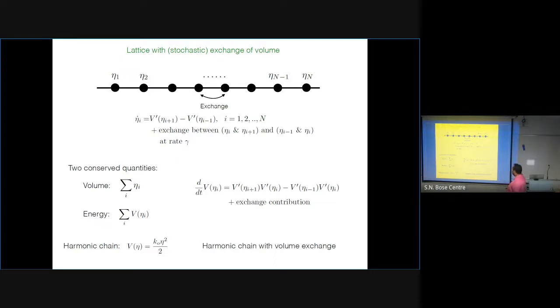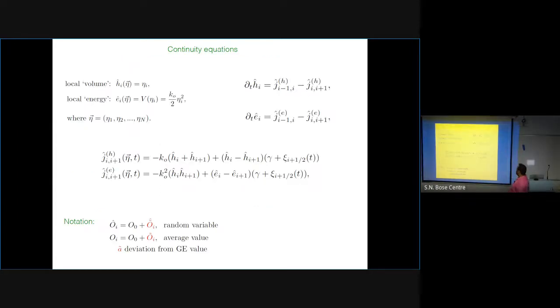Then you have exchange. At some rate, you choose any two successive sites and exchange their eta variables with some rate gamma. That's the dynamics. Now this dynamics has two conserved quantities: the total sum of eta_i and the total sum of V of eta_i. These are the two conserved quantities, and they are sums of local quantities. Correspondingly you have local conservation equations. This is already in that form, and you can also write it more explicitly in this form.